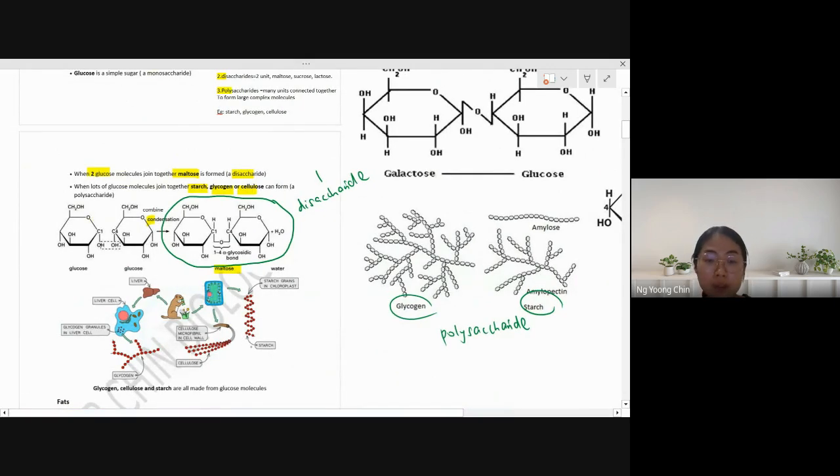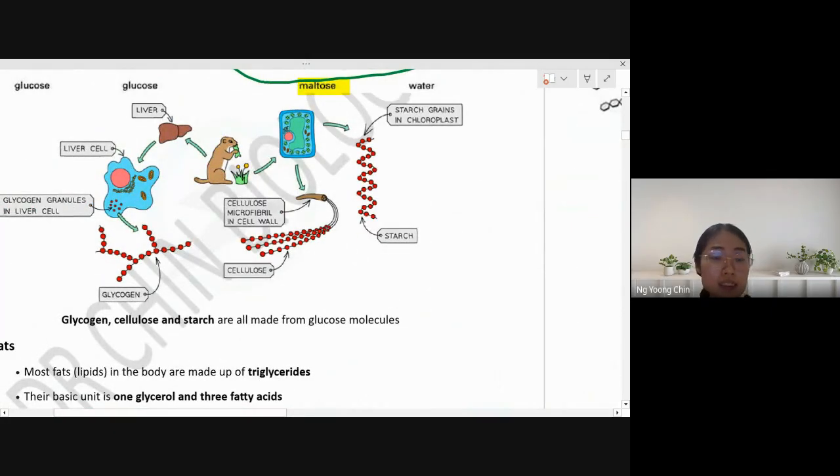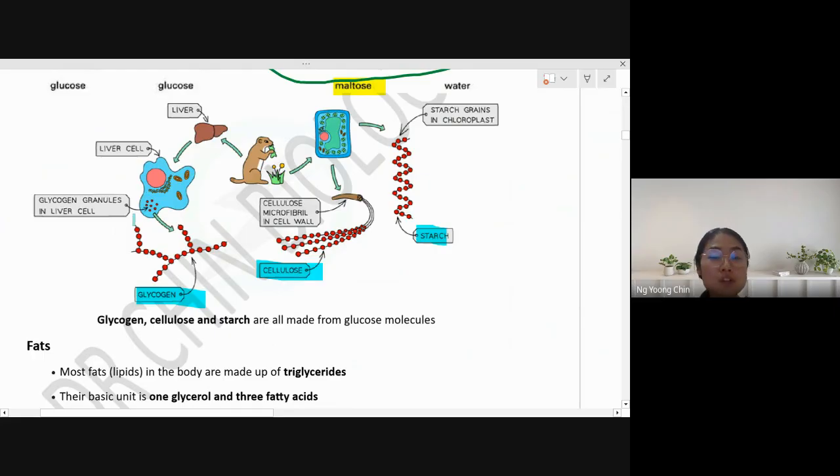You should know about the usage of glycogen, cellulose, and starch. For example, glycogen is always found in two sites in our body, the liver and also the muscle cells. Why? Because glycogen is a kind of energy storage compound for humans.